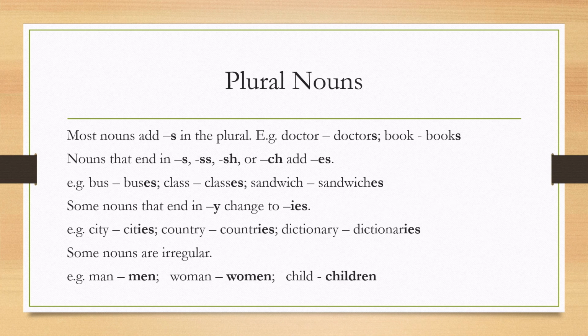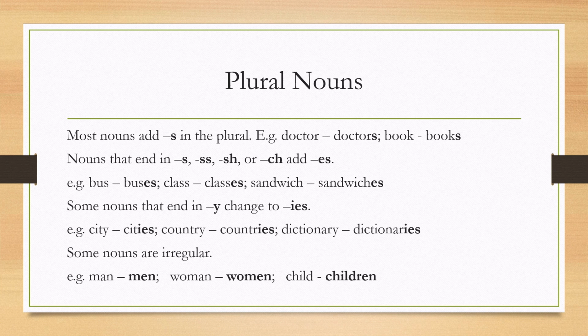Plural nouns. Most nouns add s in the plural. For example, doctor becomes doctors in the plural. Book becomes books. Nouns that end in s, double s, sh, or ch add es to make the plural. Let's look at these examples. Bus, buses. Again, it sounds like a Z sound. Buses. Class, classes.